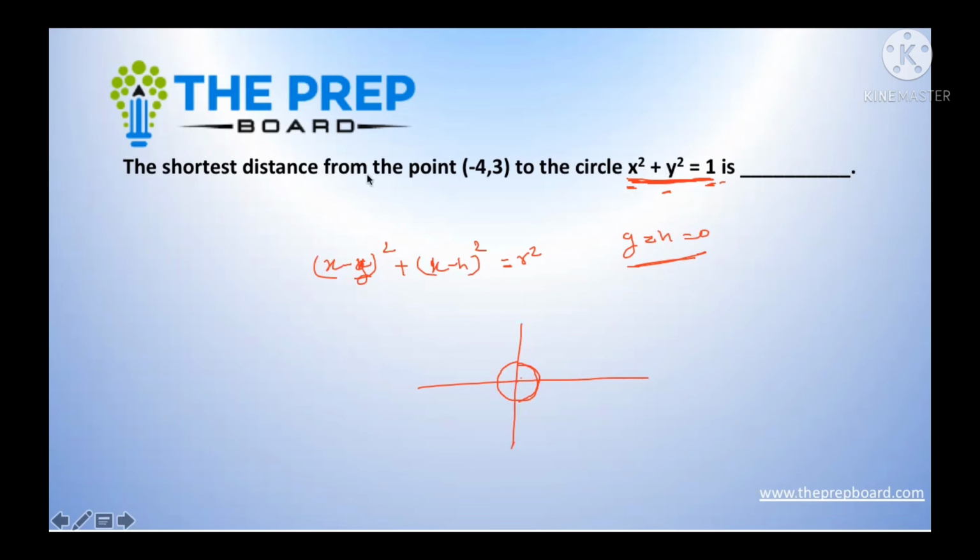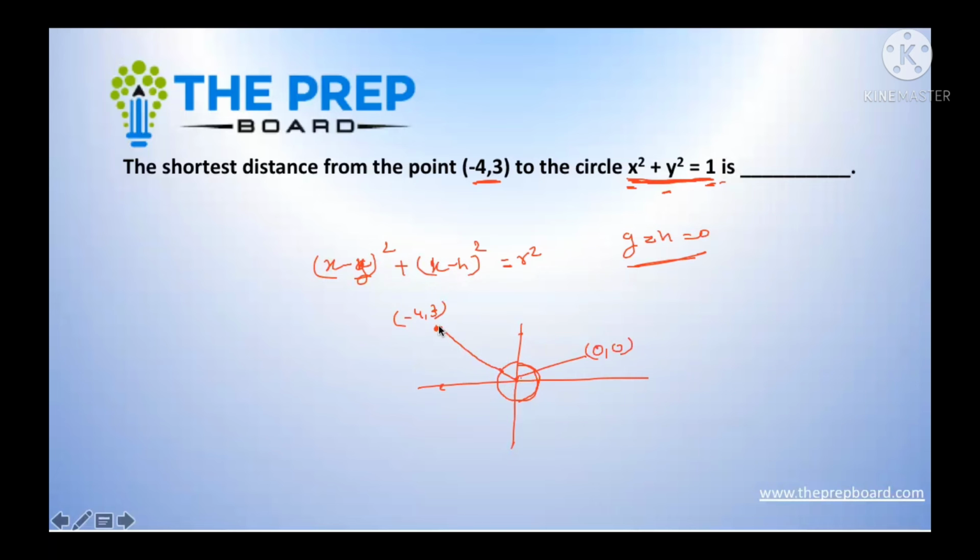Now we need to find the distance of the point (-4, 3). The value of x is -4 and the value of y is +3. So here we get a point with coordinates -4 and +3. Now we need to find the shortest distance of this point from the circle. So just try to find the distance between this point and the center, which is the origin (0, 0).